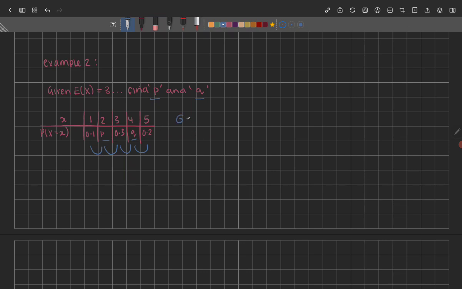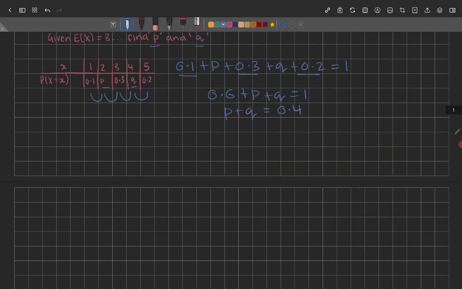So if we add these and equal them to 1, we can get an equation with p and q in it. The decimal terms add up to 0.6, add p, add q is equal to 1, therefore p add q is equal to 0.4. And then we can use the expected probabilities to work out the second equation.